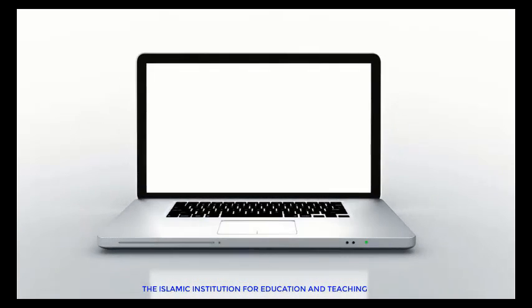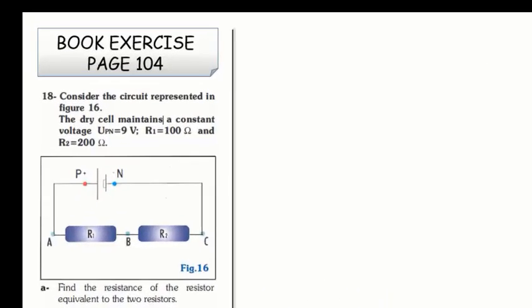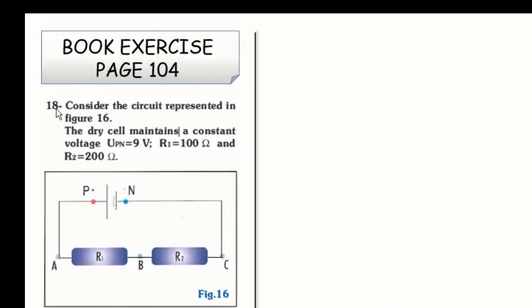Now, let's move to solve an application. We will solve textbook exercises. The first exercise is exercise 18, page 104. Consider the circuit represented in figure 16. The dry cell maintains a constant voltage UPN equals 9 volts. R1 equals 100 ohms and R2 equals 200 ohms.